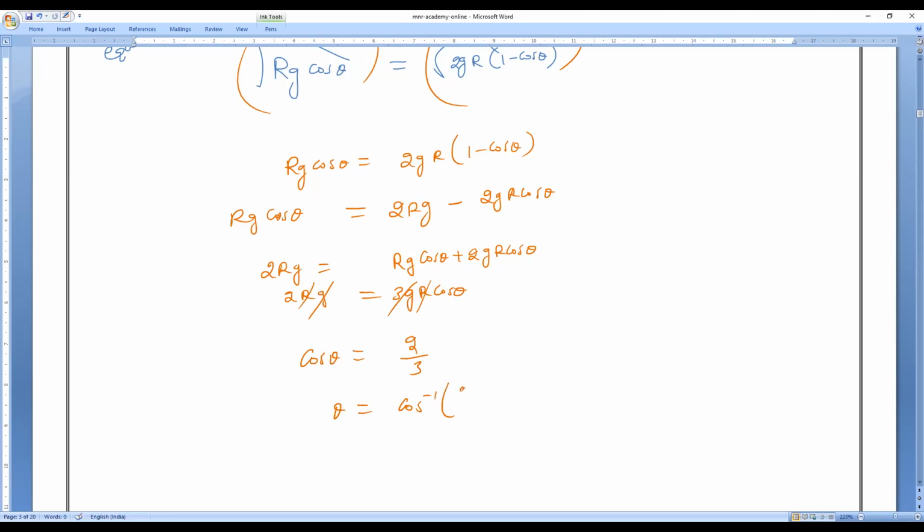Cos inverse of 2 by 3. So this is the theta case. So these are the two things: when initial velocity is 0 and when initial velocity is not 0. This is how you have to clearly calculate all the things.